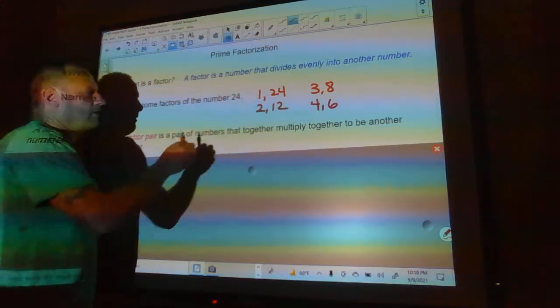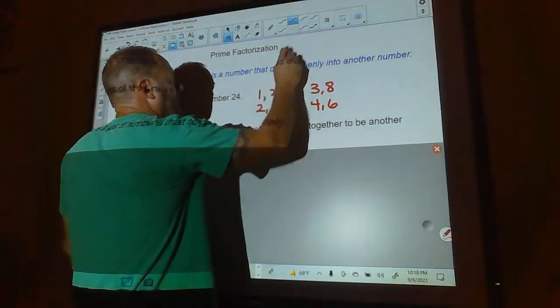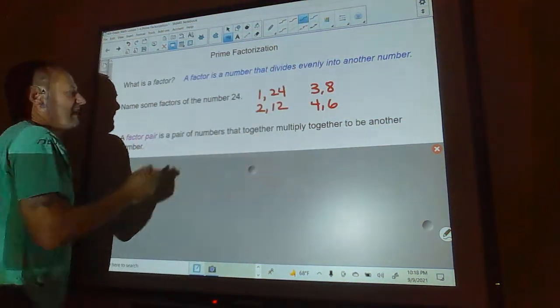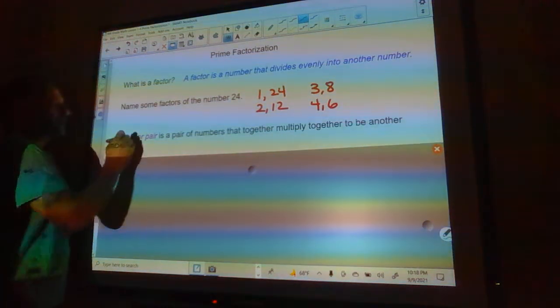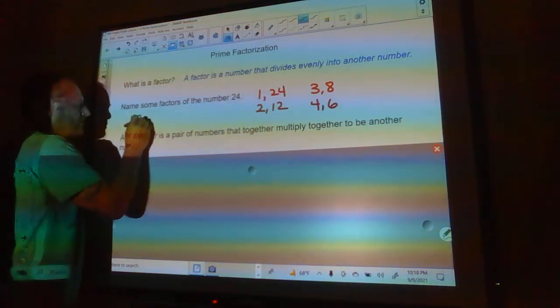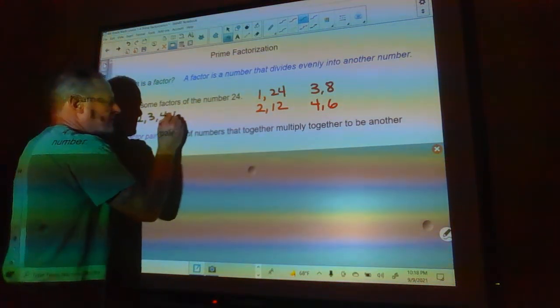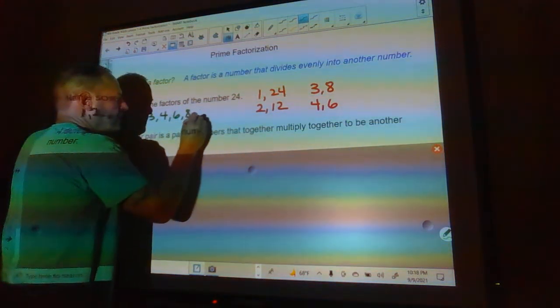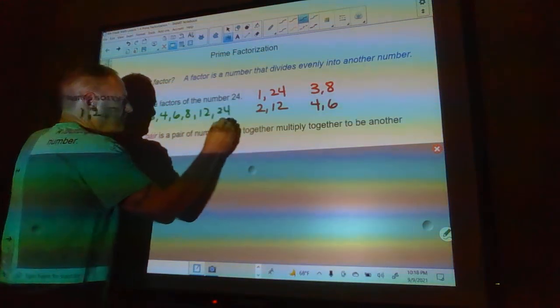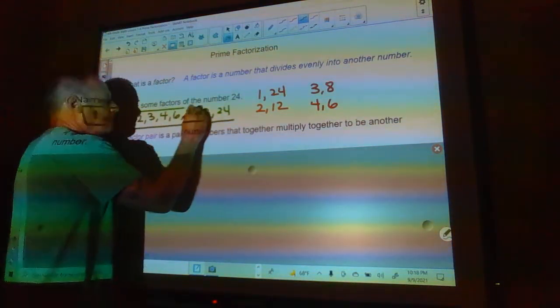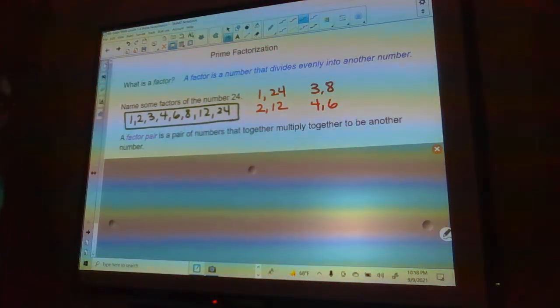Now, I don't always like to write them that way. It depends on what I'm doing. But generally, if I'm writing out the factors, I like to write them from smallest to largest. So I would write this as 1, 2, 3, 4, 6, 8, 12, and 24. Okay, there's my factors of 24.